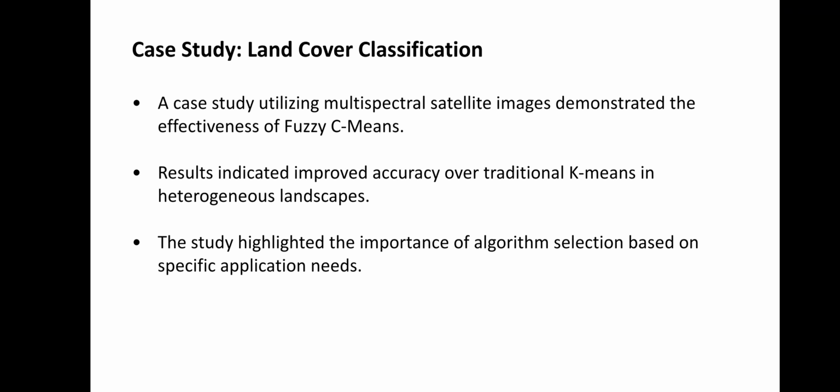And then let's see the case study of land cover classification. A case study utilizing multispectral satellite images demonstrated the effectiveness of fuzzy c-means. Results indicated improved accuracy over traditional k-means in heterogeneous landscapes. The study highlighted the importance of algorithm selection based on specific application needs. So these are the case study land cover classifications.